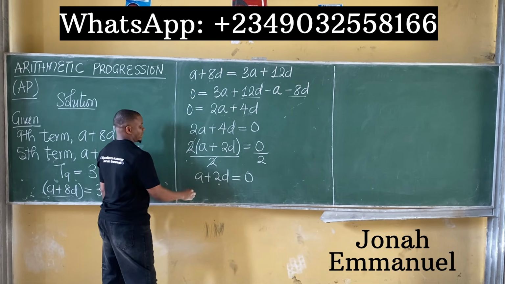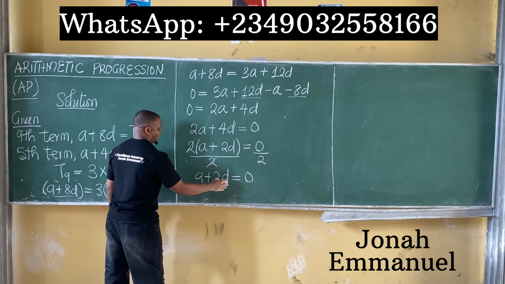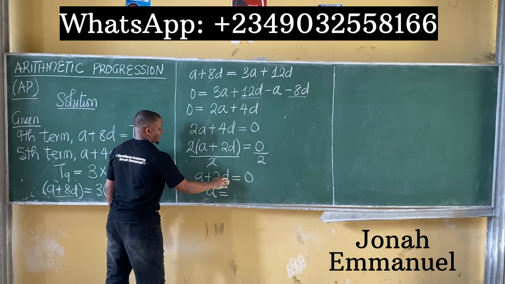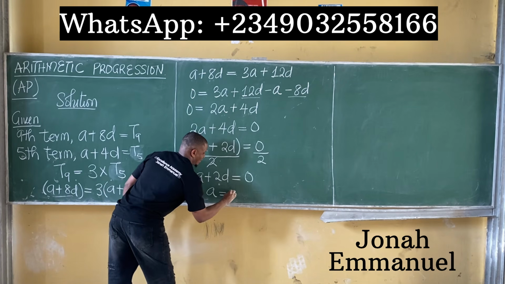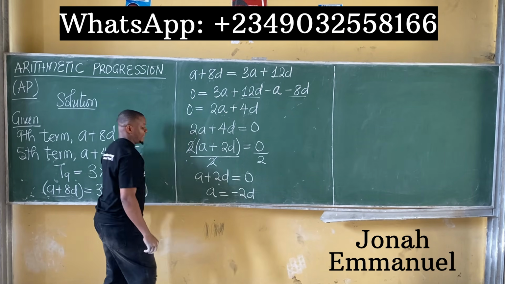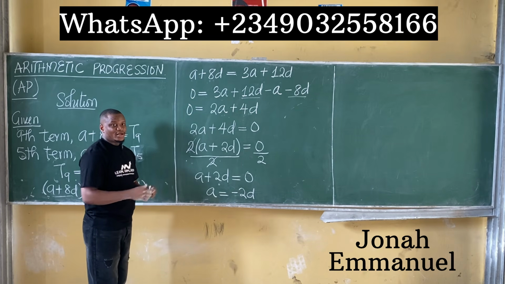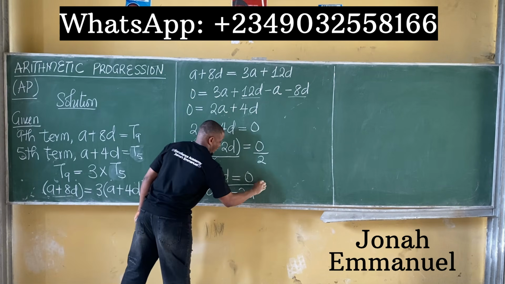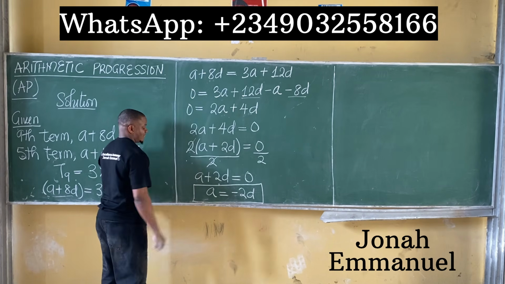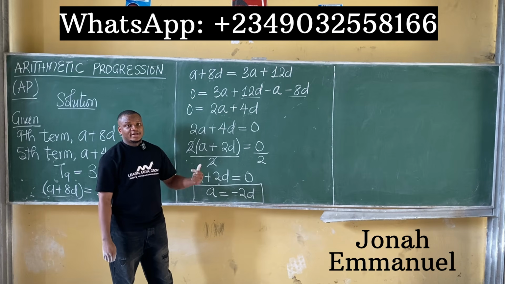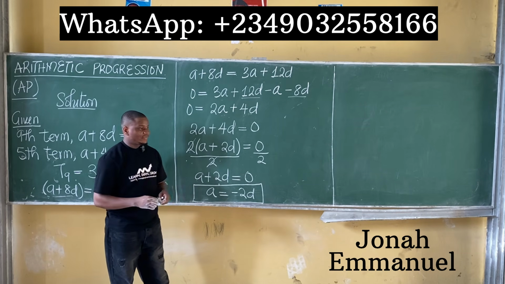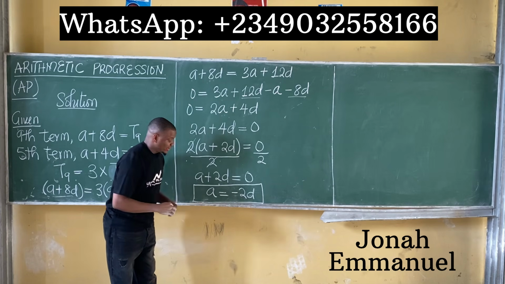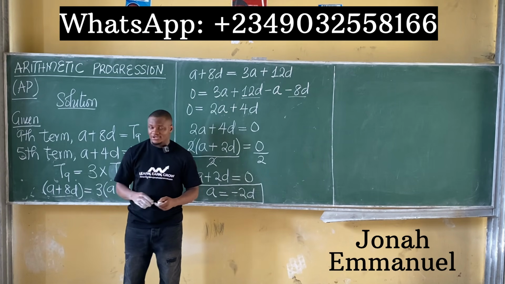From here, to get the relationship between A and D, the 2D can come over here. So A is equal to, plus 2D comes over becoming minus 2D. So the first task, we are asked to find the relationship between the first term and the common difference. That relationship is given by A equals minus 2D. That means the first term is equal to negative 2 times the common difference. This is the required relationship. All right, what next? Let's look at the second part of that question.